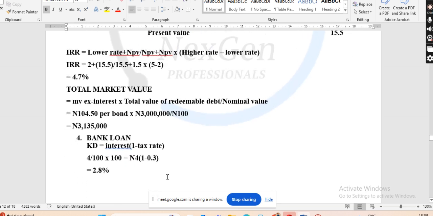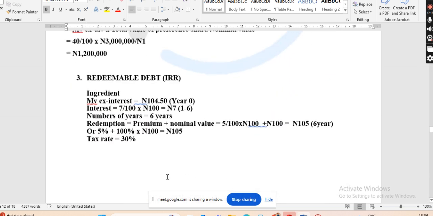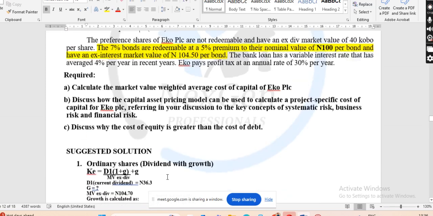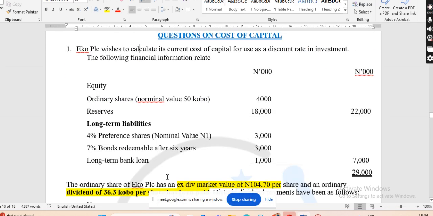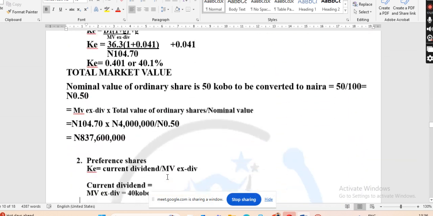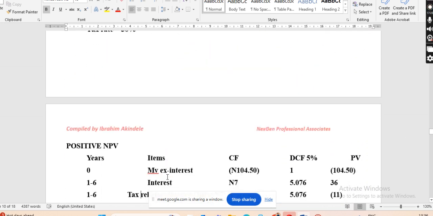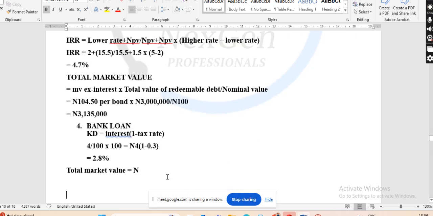So the total market value will be the same amount given to you in your financial. We quickly go and check, because you cannot determine the market value of a bank loan. You just use the value given to you, which is 1 million. You can see it there as 1 million, right?